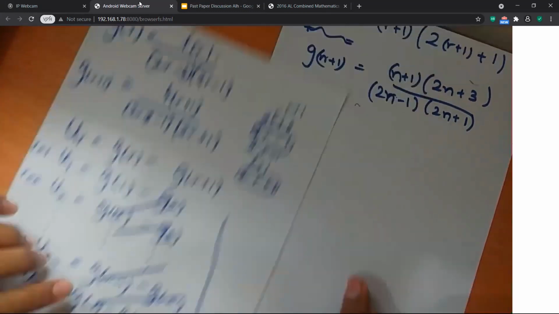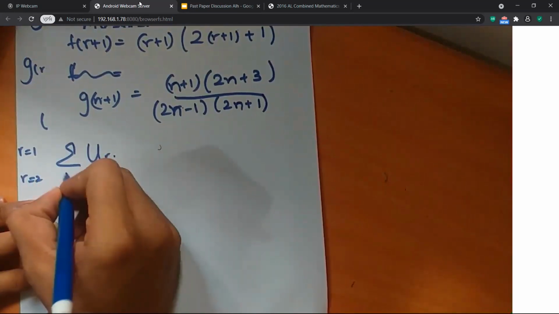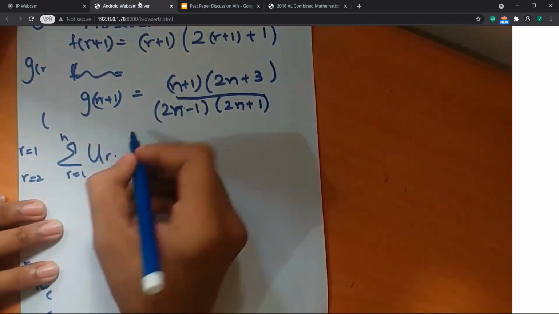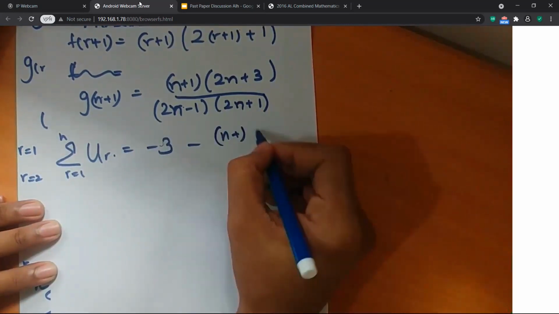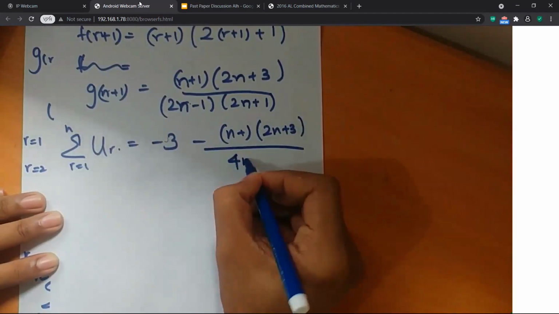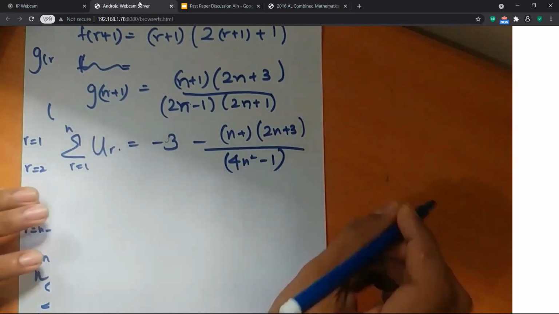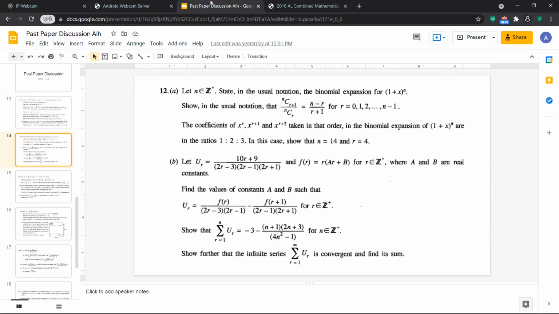So sigma r equals 1 to n will give you minus 3 minus (n plus 1)(2n plus 3), divide the whole thing by 4n squared minus 1. Right? Is that the answer? Yeah, for all positive integers. Any questions? You understand?